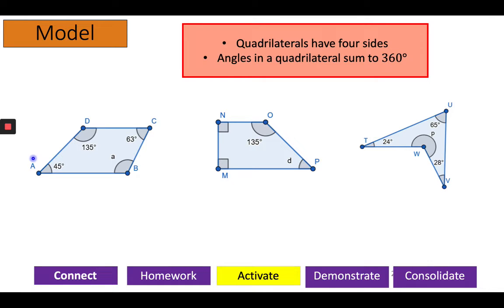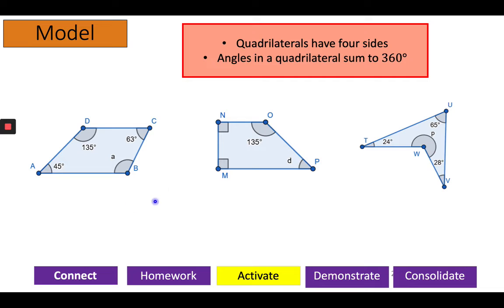Quadrilaterals are shapes with 4 sides and 4 angles, and these angles sum to 360 degrees. To find unknown angles in quadrilaterals, we must first add our known angles, then subtract that sum from 360.